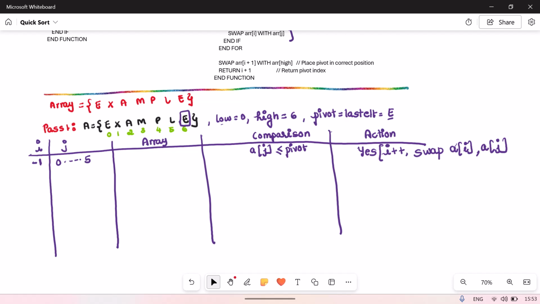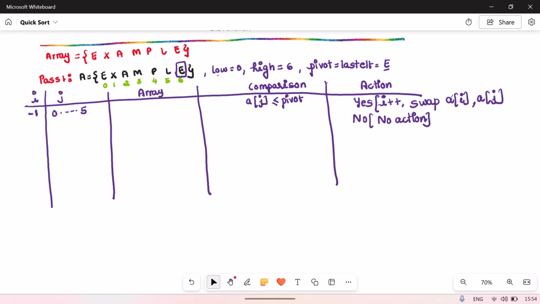Okay. And the comparison you have to do is A of j, is it less than or equal to pivot? If it is yes, then you have to increase the value of i, and then you have to swap i and j, as in the elements in the positions i and j. And if it is no, then no action will be taken. If the condition is false, then no action. So you have to remember this. Okay, then you will be able to do it easily.